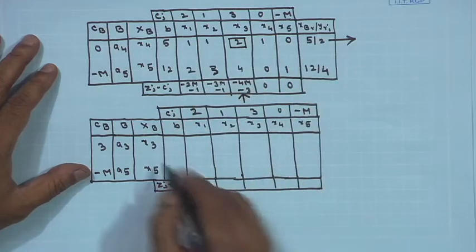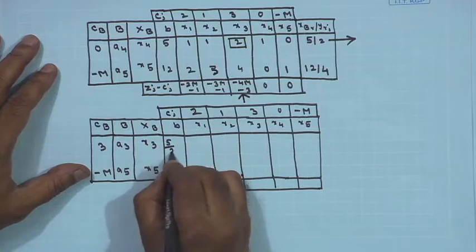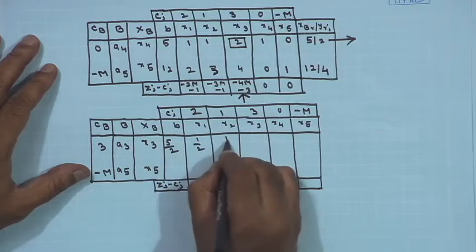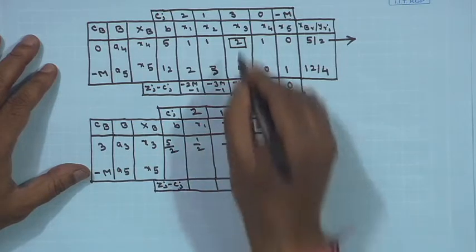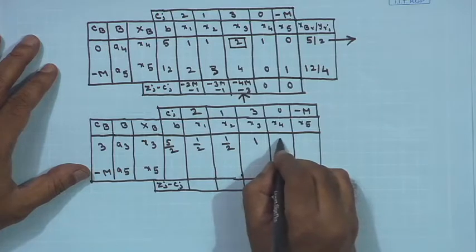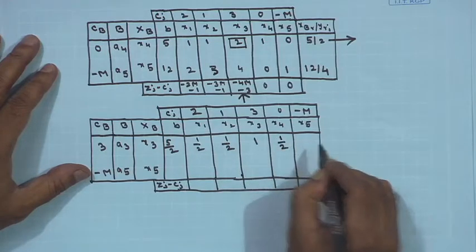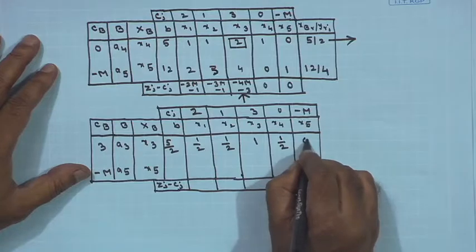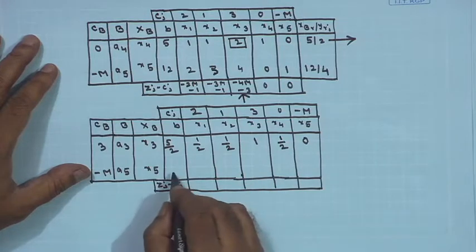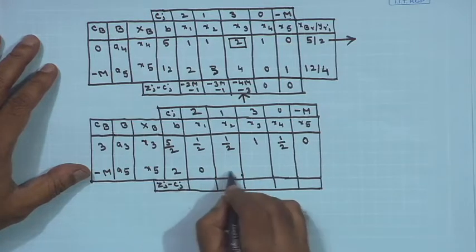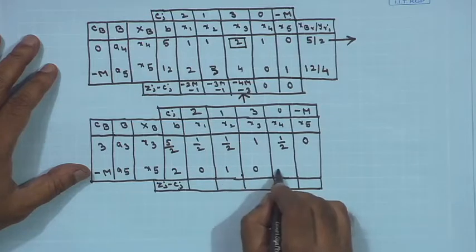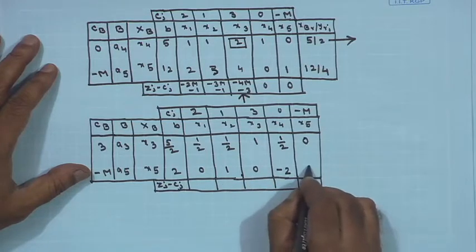As usual I am just writing the result directly: half, half, this element is 1, half and 0. For this case, it will be 2, 0, 1, 0, minus 2 and 1.